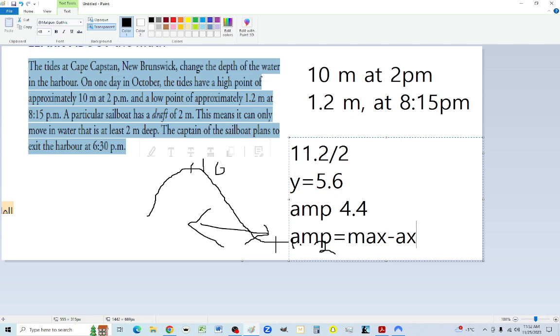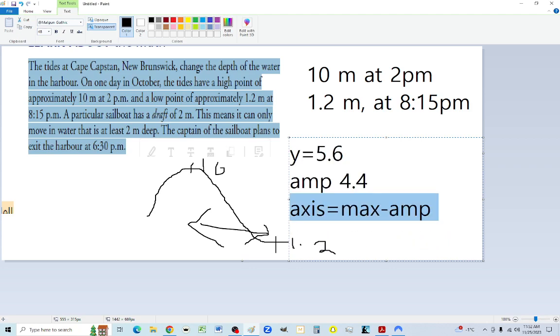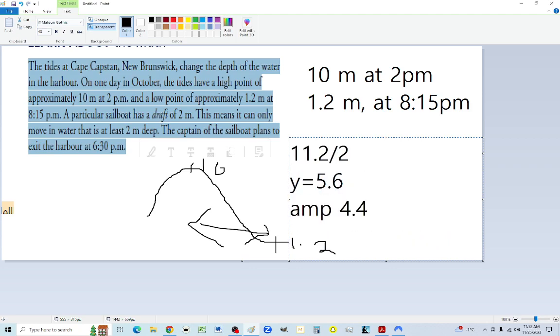So therefore, amp plus axis is equal to max. Axis is equal to max minus amp. There are all sorts of variations of all these formulas, but they're all important to know. So now we have two very important things. We know the axis is at 5.6 and the amp is 4.4.